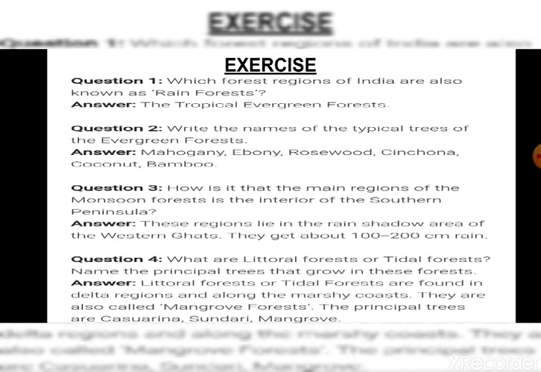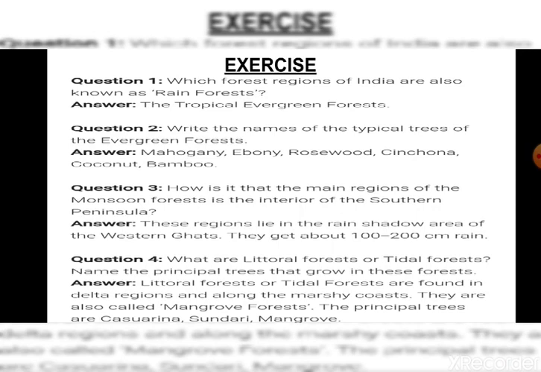So now I will discuss the question answers from the natural vegetation chapter. The first question here is: which forest regions of India are also known as rainforest? The answer is tropical evergreen forest. Question number 2, write the names of the typical trees of the evergreen forest. The answer is mahogany, ebony, rosewood, coconut, bamboo, etc.